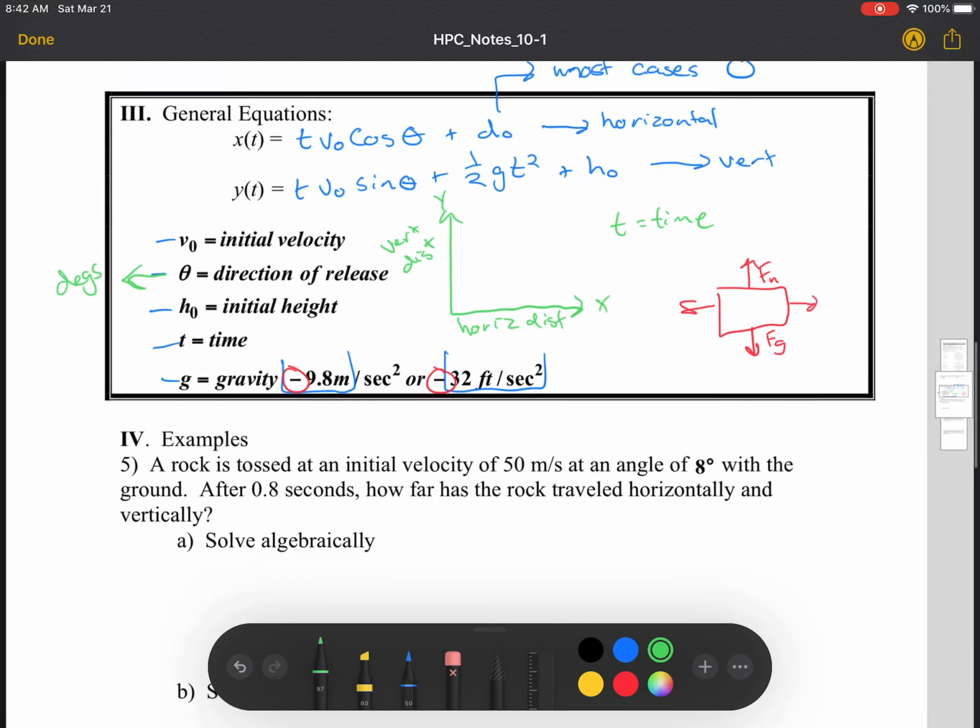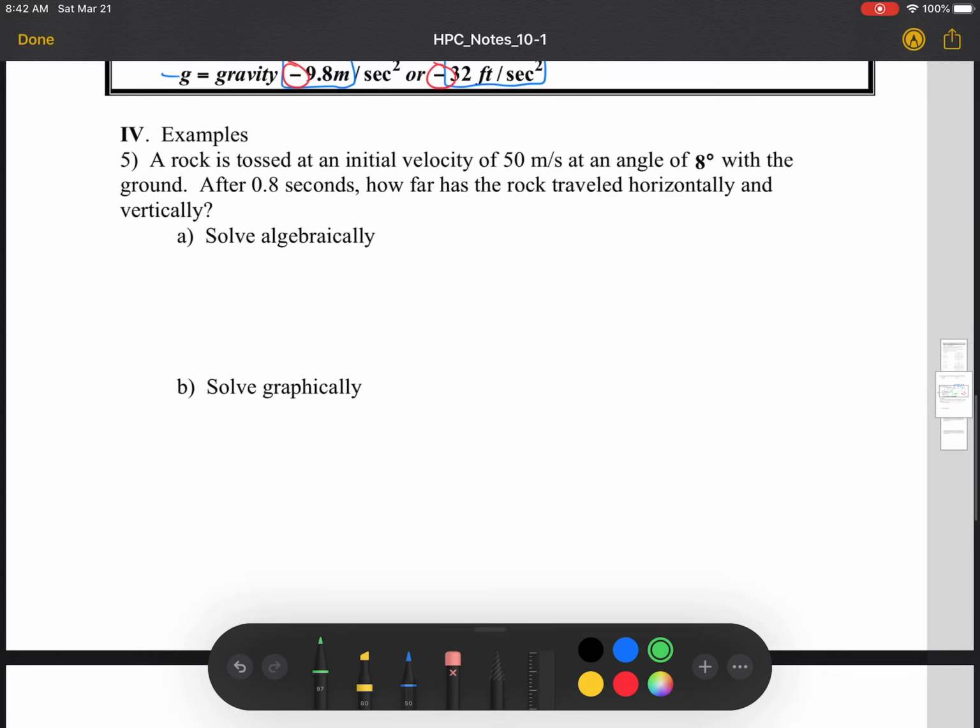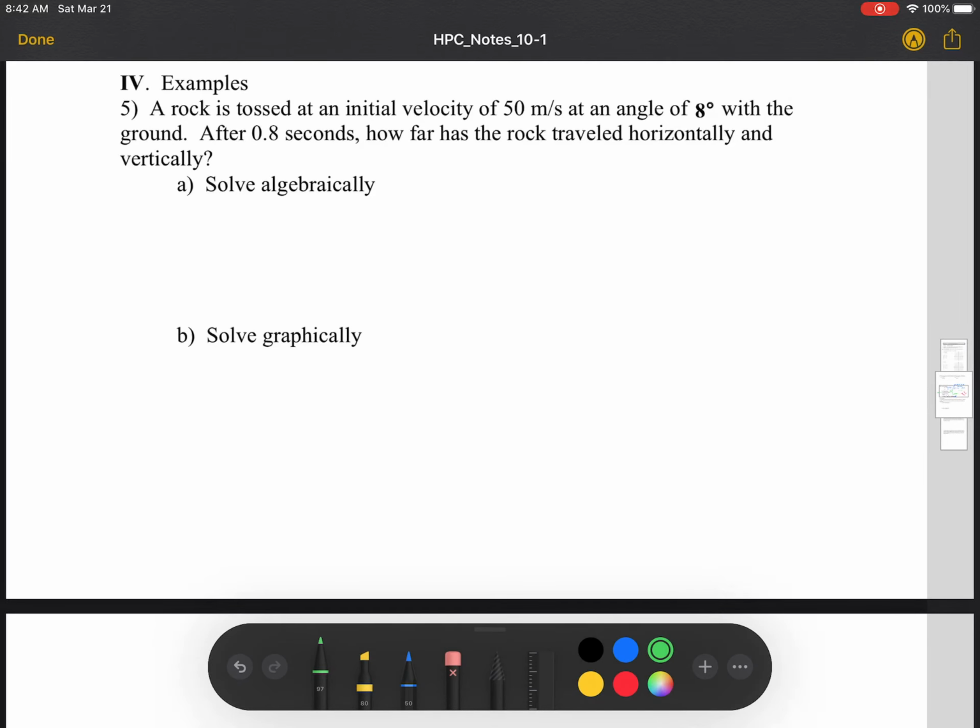Let's slide on down to some examples, okay? Best part of the day right here. All right, number 5. Some of these numbers are different for me. Okay, so we have a rock is tossed at an initial velocity of 50 meters per second at an angle of 8 degrees with the ground. After 0.8 seconds, how far has the rock traveled horizontally and vertically?